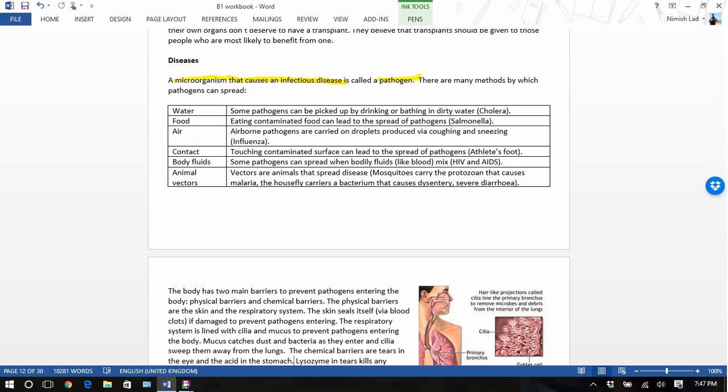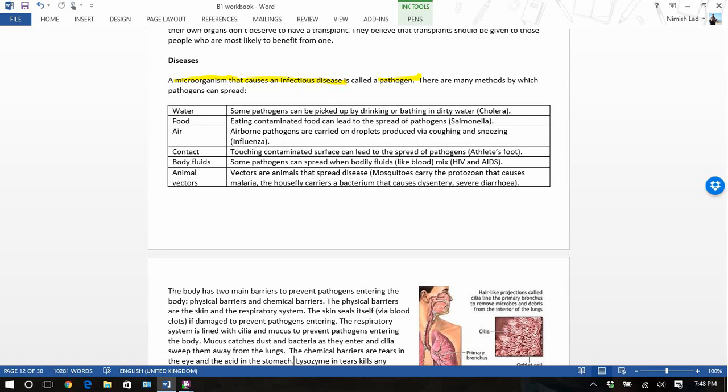So cholera is an example of a pathogen that spreads through water. Salmonella is through food, it's food poisoning. Influenza or flu is through the air, coughing and sneezing. It spreads through the air. Athlete's foot is through contact, so that's through a contaminated substance. HIV and AIDS, that's bodily fluids. So it could be the bloods mixing, it could be needles mixing, it could be anything. The bodily fluids have to mix for that.